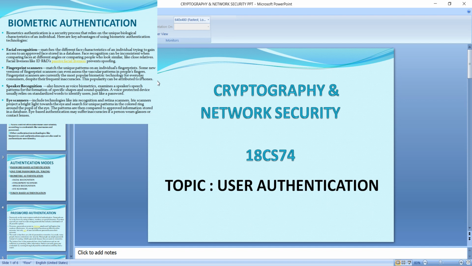Eye scanners include technologies like iris recognition and retina scanners. Iris scanners project a bright light towards the eye and search for a unique pattern in the colored ring around the pupil of the eye. The patterns are then compared to approved information stored in a database. Eye based authentication may suffer inaccuracies in a person wearing glasses or contact lenses.